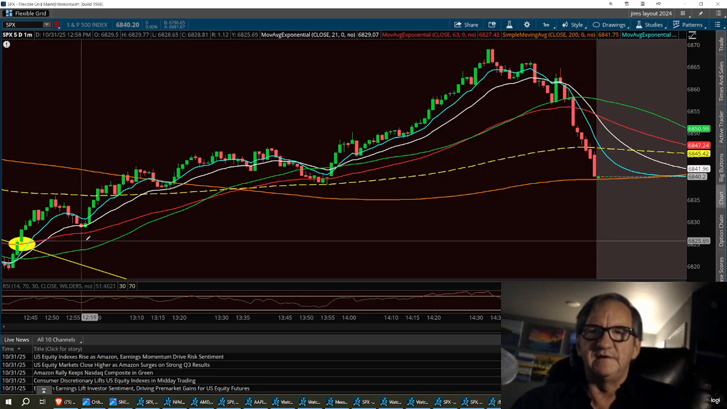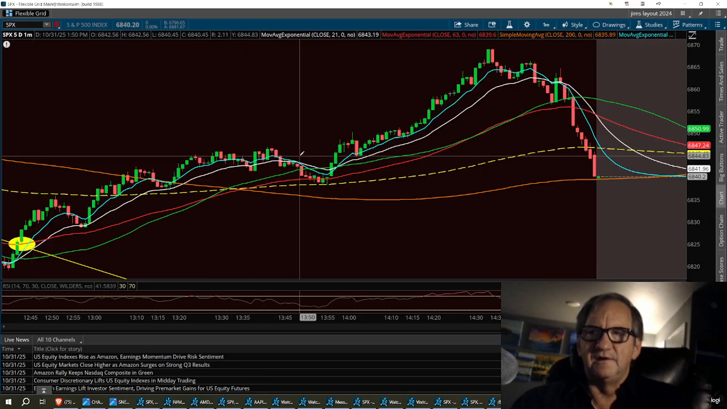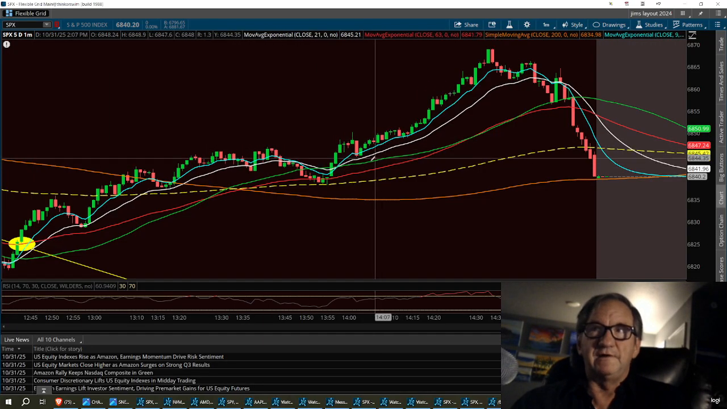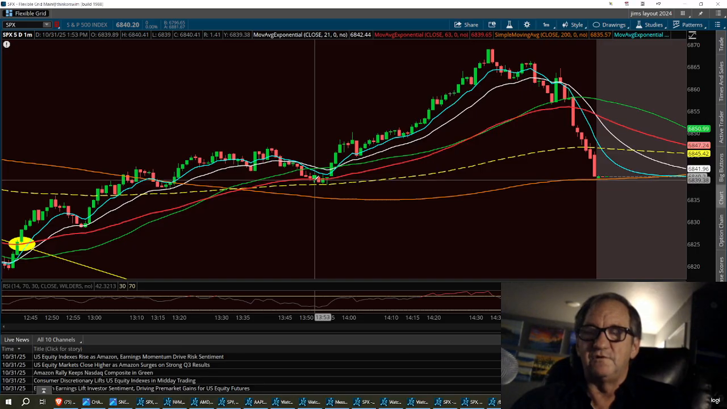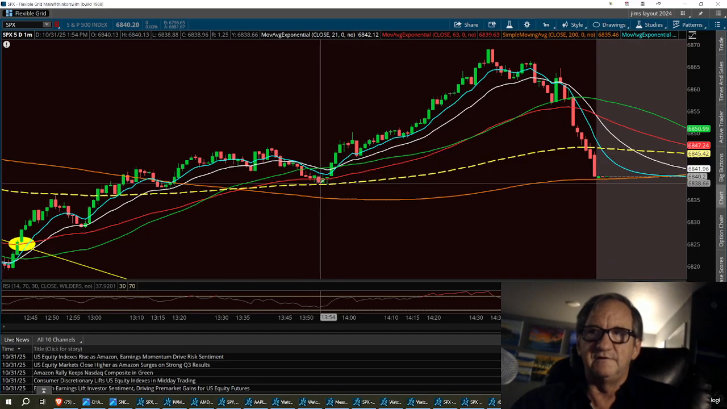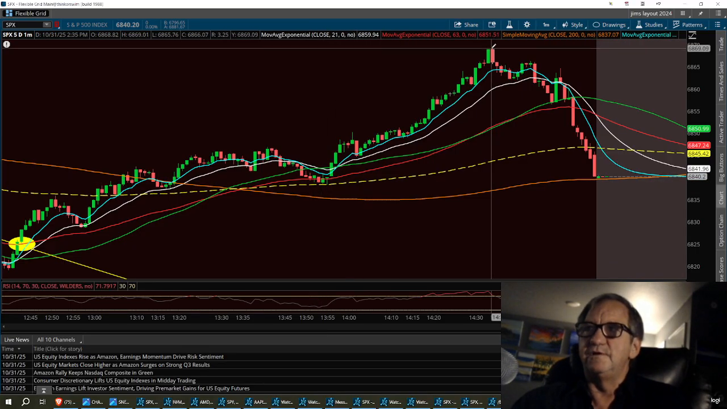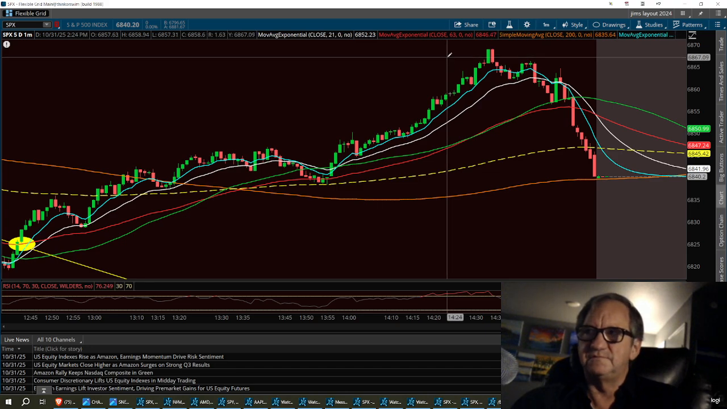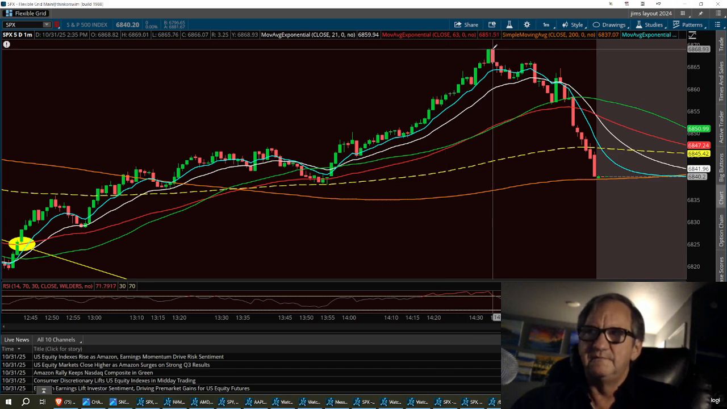So I got in it, held on to it for quite a bit of a while. I mean, I held on this for a long time, and it came back to my entry right here at 330, and then it ran up to about 20, I think it was $20 by the end of the day.